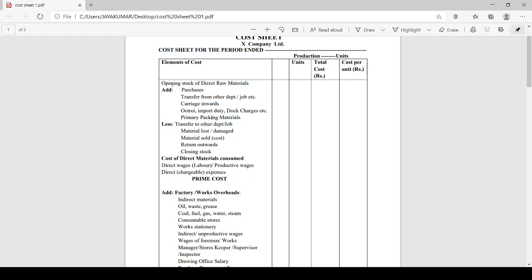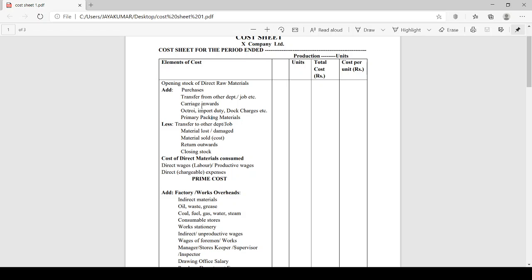That is opening stock of raw materials. Last year's raw materials which were remaining there become the opening stock of this year, opening stock of the direct raw materials. Add purchases. Whatever we have purchased this year, we need to add. Transfer from other department or job. If you are getting materials from other department, that has to be added. Then any expenses incurred in getting these materials, that is while purchasing as well as bringing these materials to the firm, we have to add.